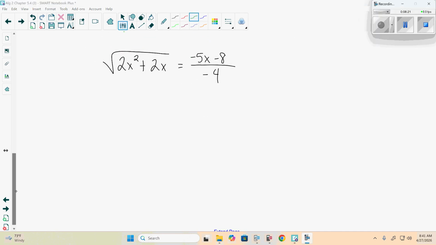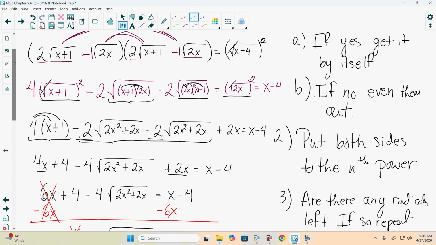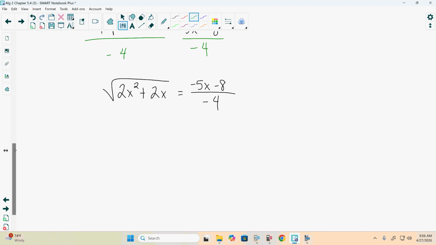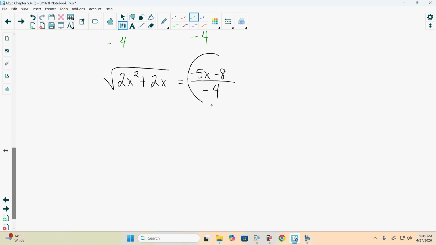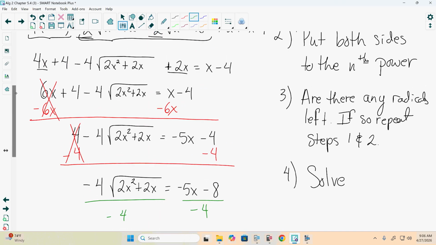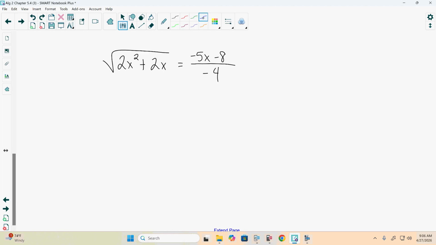So we did all that to get the radical by itself. At this point, we've gone through and we've refinished step 1. We've got the one radical by itself, completely by itself. Not too concerned about the negatives at this point, especially on this side of the equation. We will have to check it at the end to make sure our solutions work. But now we can move on to step 2, put both sides to the nth power. And again, because we have square roots, we're going to put both sides to the second power.